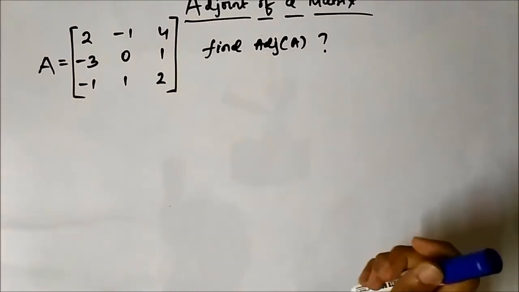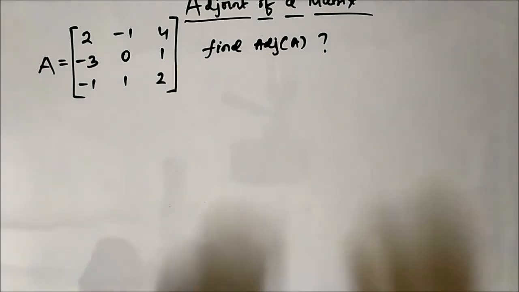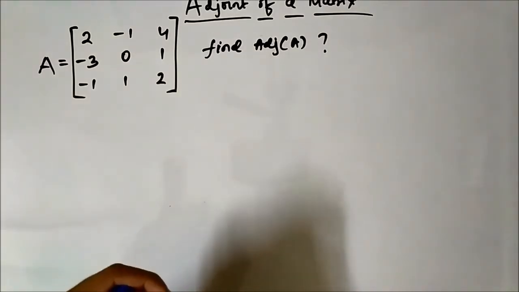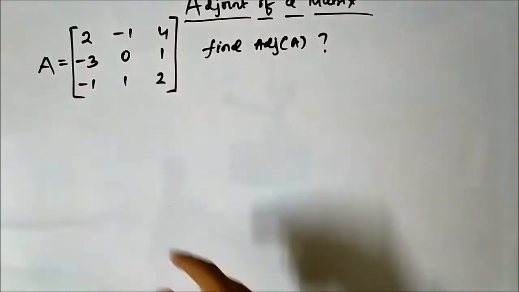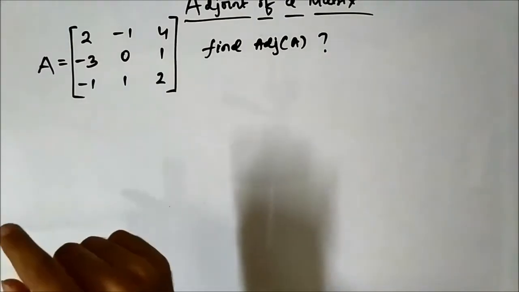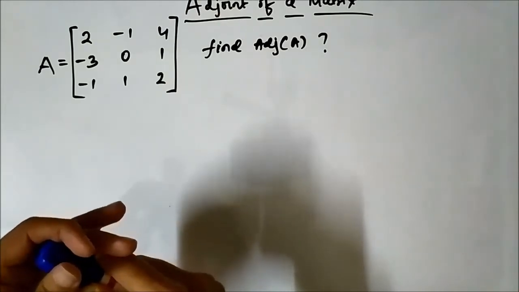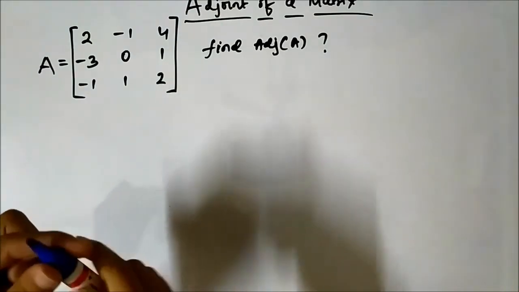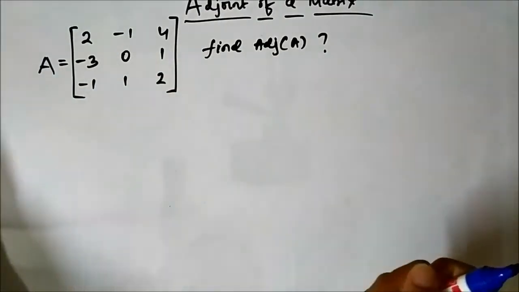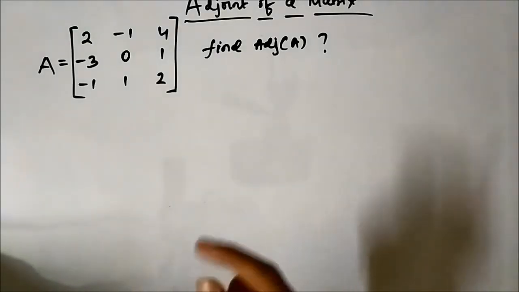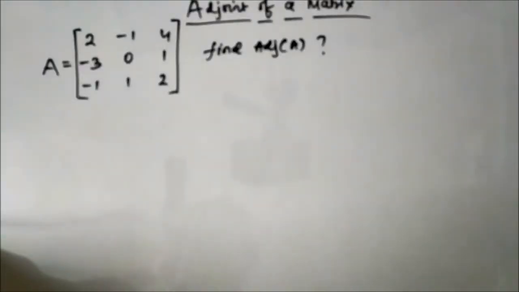Hello friends, in the previous video we discussed the determination of the adjoint of a second order matrix. In this video we are going to do the same for a third order matrix. So we have been given a third order matrix and we have to determine its adjoint. First we have to determine the minor of each and every element of the matrix. Then we have to determine the cofactor, and then the transpose of the cofactor matrix gives us the adjoint of the matrix.